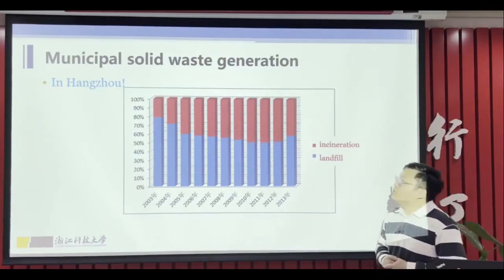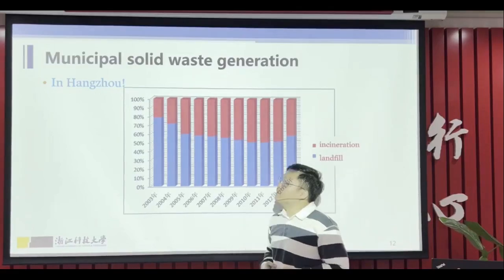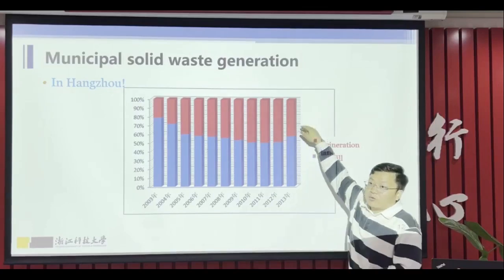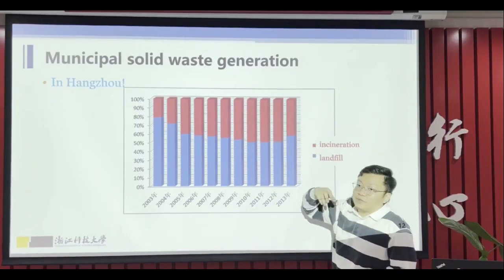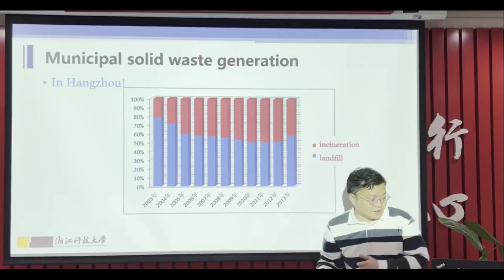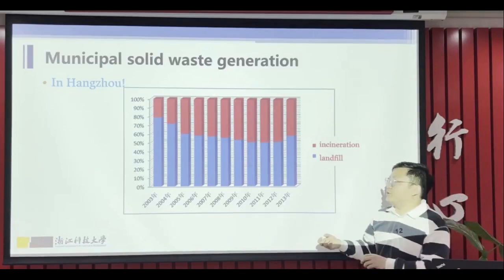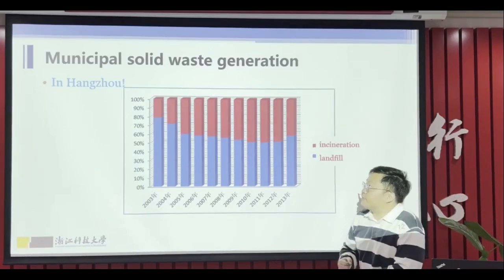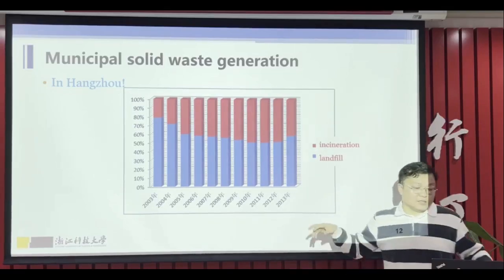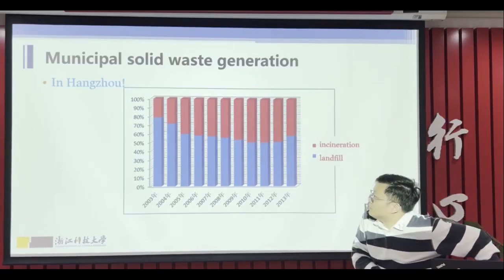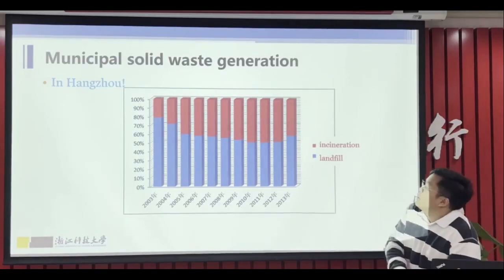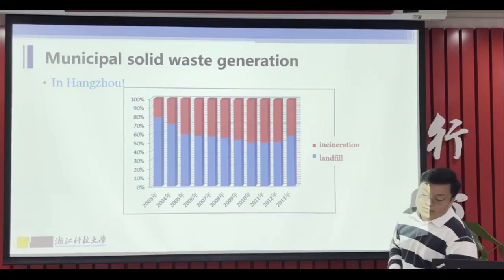And in Hangzhou, we have two different ways to treat the generated municipal solid waste. One is incineration. We send the municipal solid waste to the incineration plant to combust it and then generate electricity and heat. The other is landfill. The generated municipal solid waste is sent to the landfill site and then we burn it.